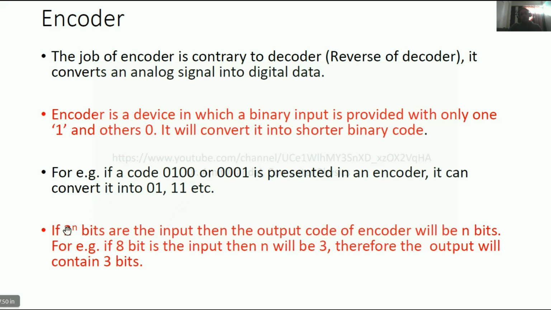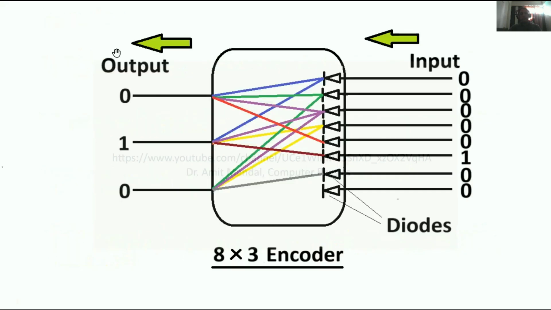Now you can consider it like this: if 2 raised to the power n bits are input to the encoder, then the output code of the encoder will have n bits. For example, suppose 8 bits are there, which are the input to the encoder. Then n will be 3, since 2 to the 3 is 8. It means the output will contain 3 bits. Here the example you have already learned.